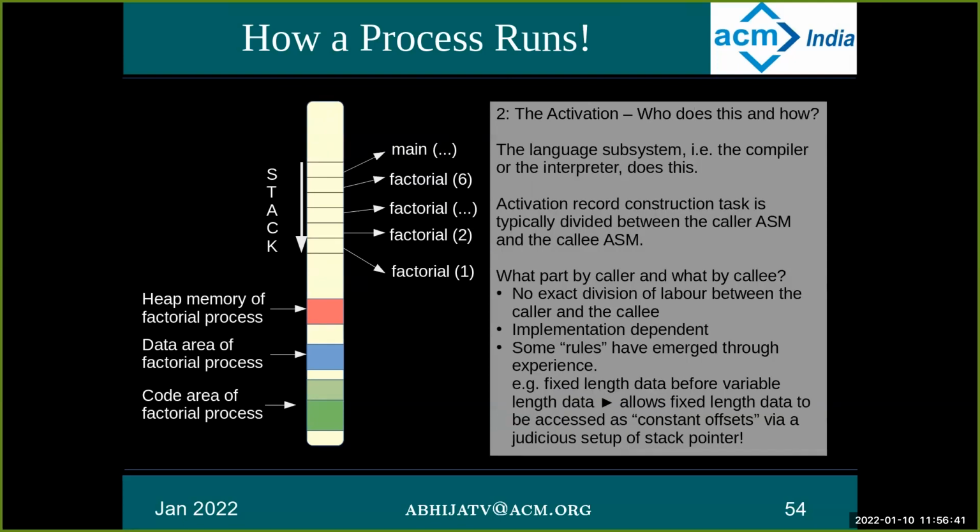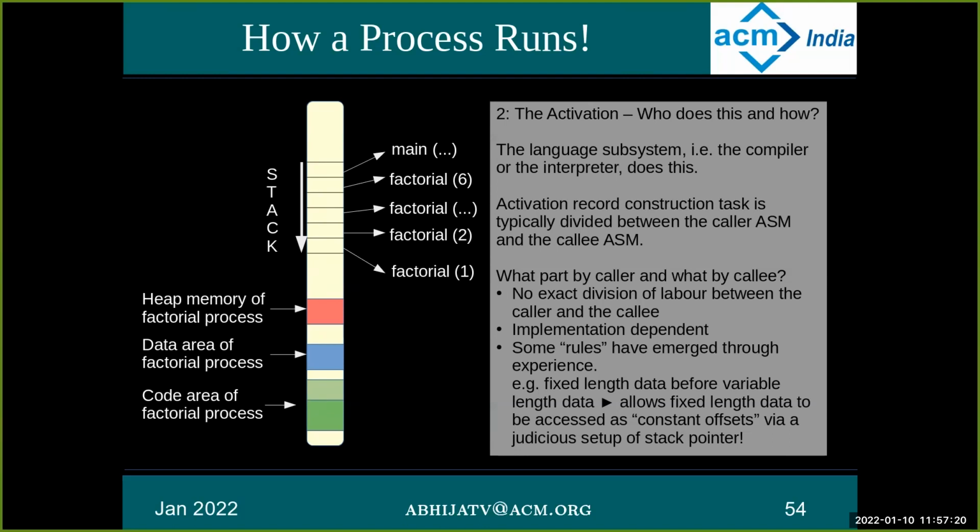Okay, so here is a little more detail. Who does this and how? The language subsystem, compiler or interpreter, creates this stack of activations. So here is the reality. The activation record construction task is typically divided between the caller assembly code and the callee assembly code. Recall that a C program is looked at as a set of functions, and it's possible that the caller can be in one file and the callee in another file.